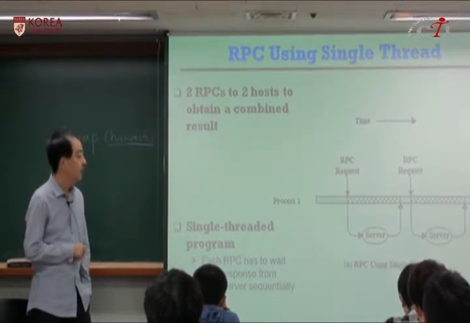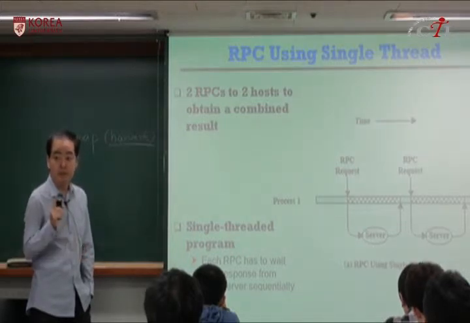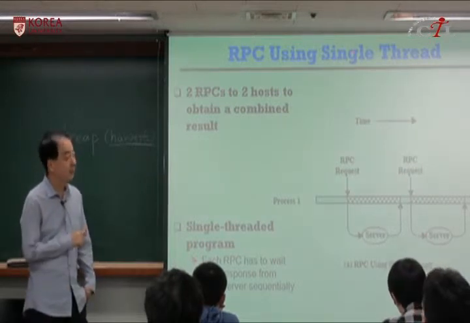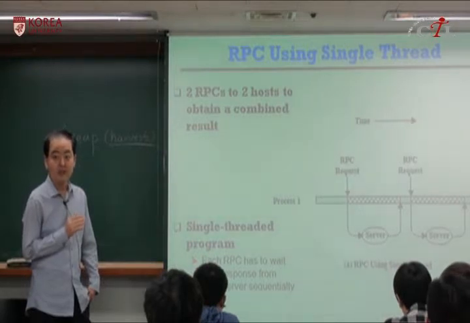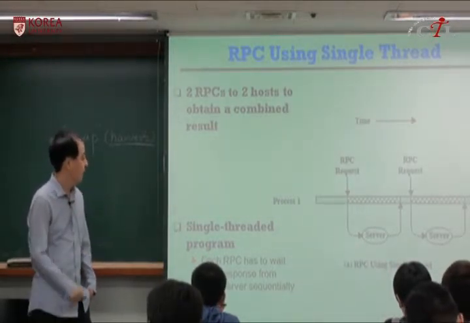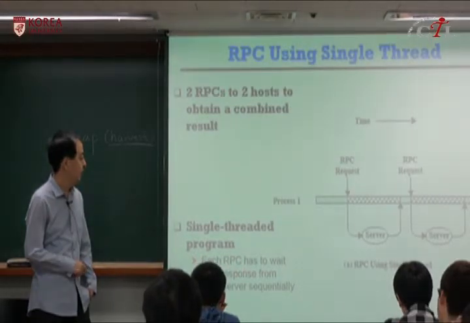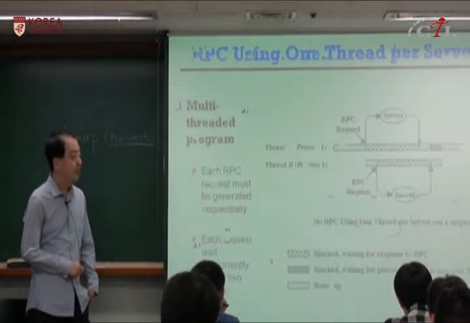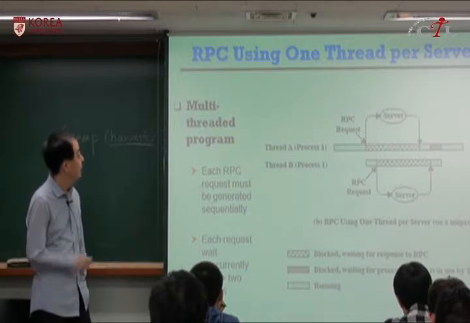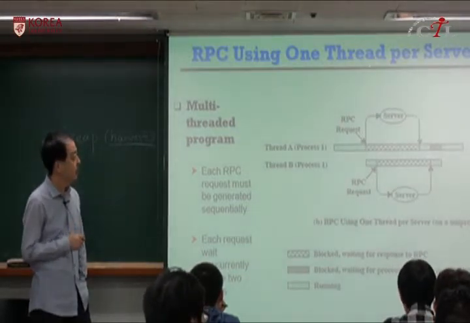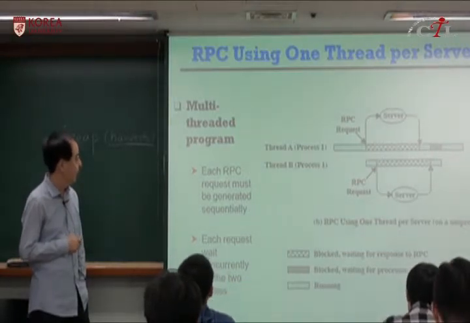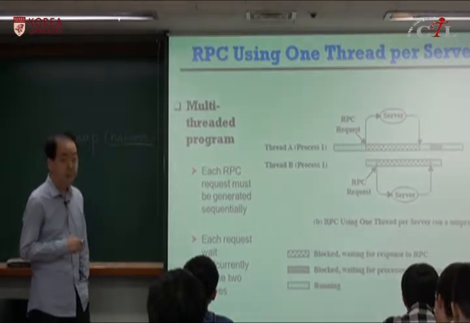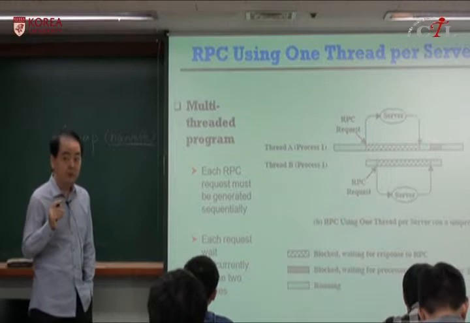Okay, this is the single-threaded program model with one process, one thread. That means there is no multi-threading. Single thread means no multi-threading, one process. So each RPC, remote procedure call, has to wait for a response from each server sequentially, one by one. But if you use multi-threading, you can overlap. This is a remote procedure call using one thread for each server. Each remote procedure call request must still be generated sequentially because this assumes a uniprocessor, a single processor, but with the multi-threading model.